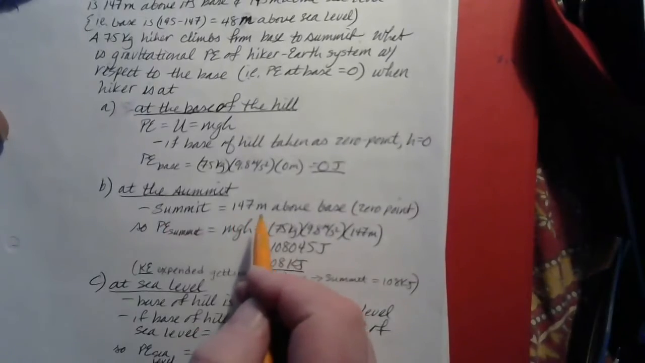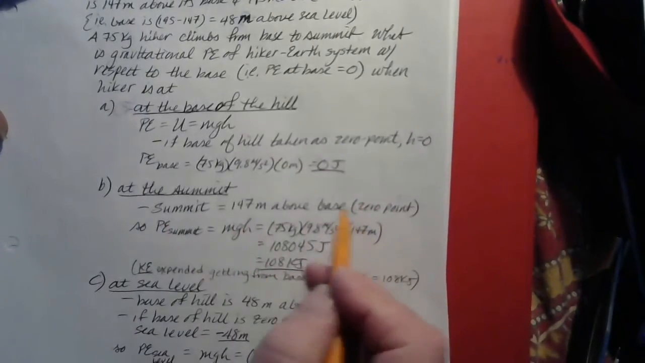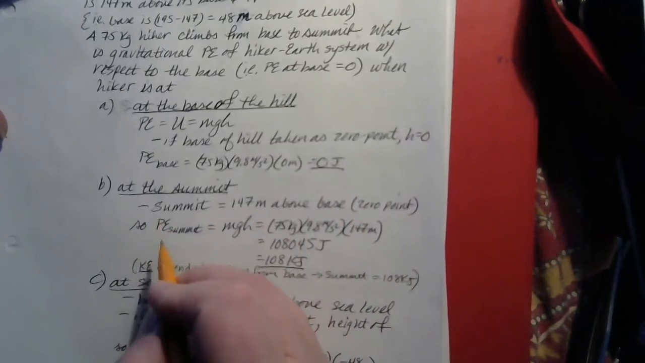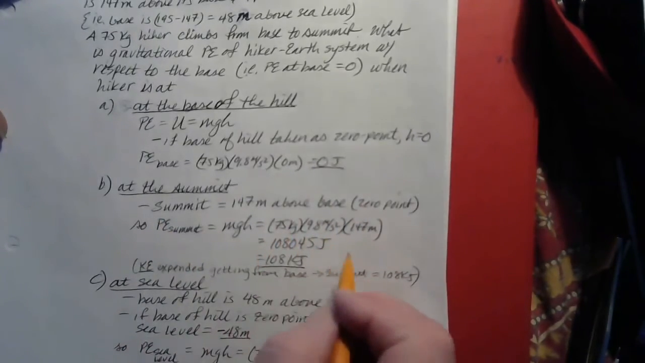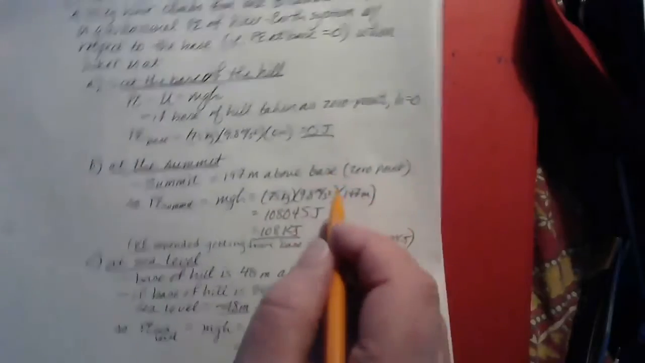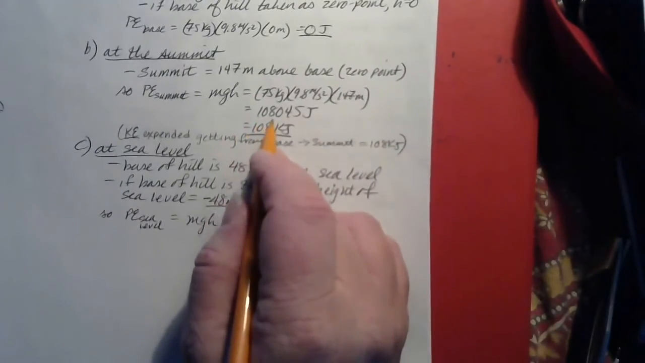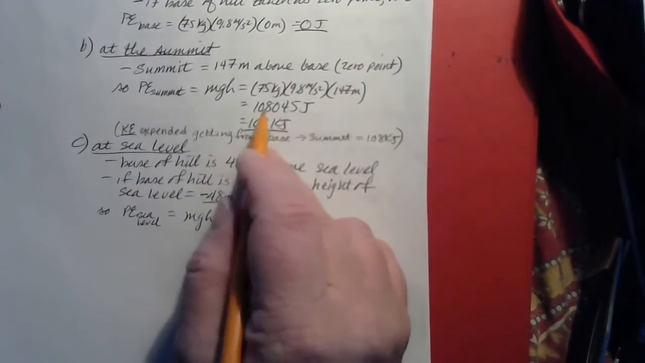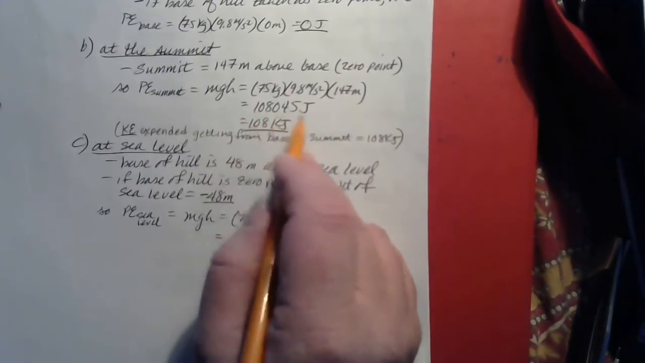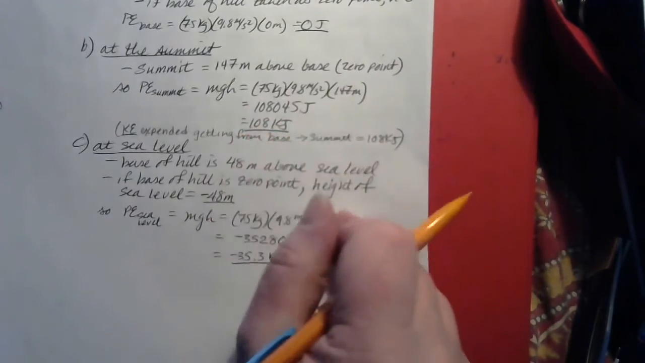Okay, the summit is 147 meters above the base, and so your height here is 147 meters. So the potential energy at the summit is, again, mgh, 75 times 9.8 times 147. And that is 108,045 joules, or you could report that, because this is kind of a ridiculous number of significant figures anyway, as 108 kilojoules.